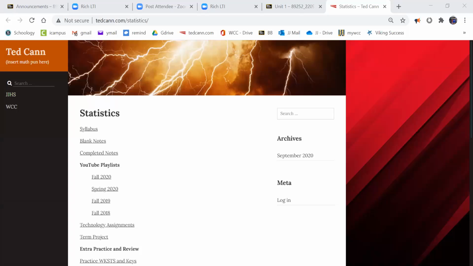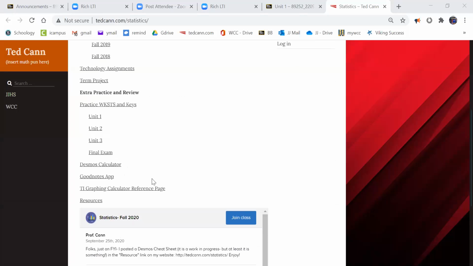So you're here, you're at the tedcan.com/statistics. If you scroll down, there's a lot of different options. One of them is the Remind app widget, for lack of a better term. This is if you don't have access to your phone or the Remind app, this is where you can get the Remind announcements. So it's all there.